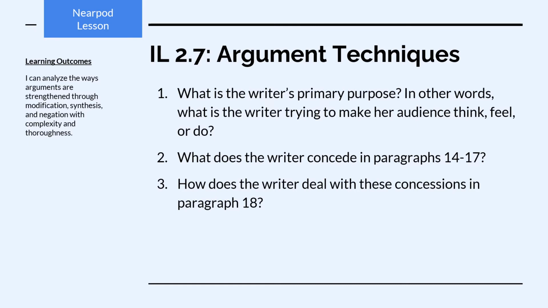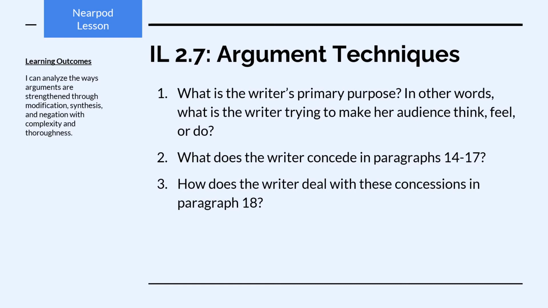Moving on to number 2, what does the writer concede in paragraphs 14 through 17? Well, she concedes 3 separate ideas here. Starting in paragraph 14, she concedes that slacktivism can lead to social loafing, in which people put in less actual effort because they think so many other people are putting in effort so they don't have to, or in which people think that they've done their part by doing something virtually meaningless, like just sharing a meme.